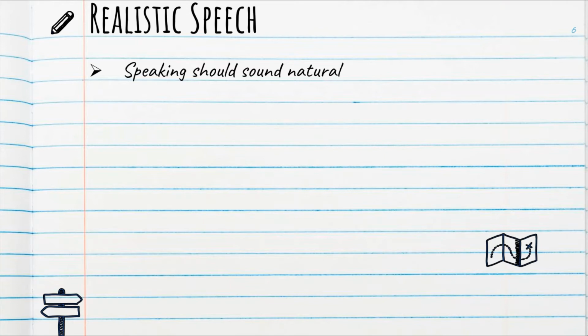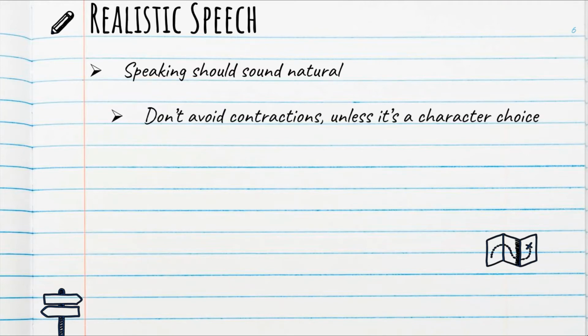A good example of this would be contractions, all right? So don't avoid contractions. Contractions are words like can't, won't, isn't, shouldn't, all right? When you smush two words together and you have that little apostrophe, that's a contraction. Everybody uses contractions all the time. It's just a part of our everyday speech. So don't avoid them when your characters talk, unless it's a character choice.